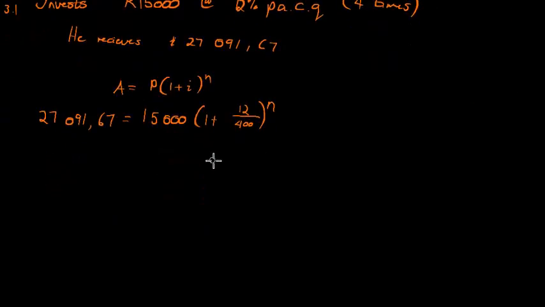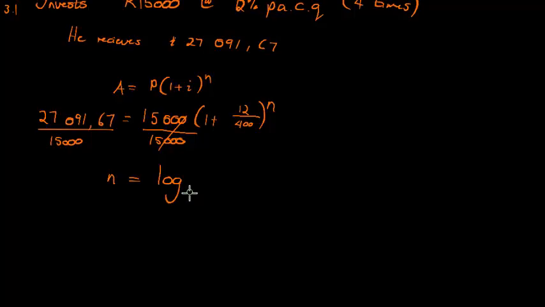So how will we simplify this? You divide by 15,000 on both sides. Don't work out the answer, just get it away from this side. Then once we have it like that, we have a base and exponent equal to an answer. Log. So n is equal to log.